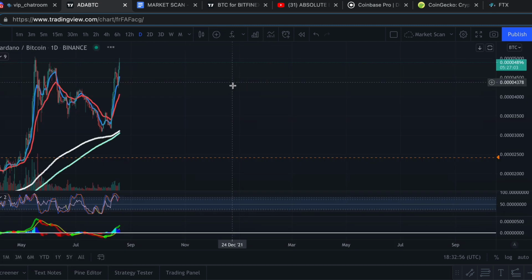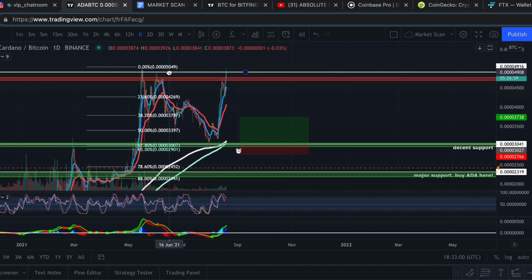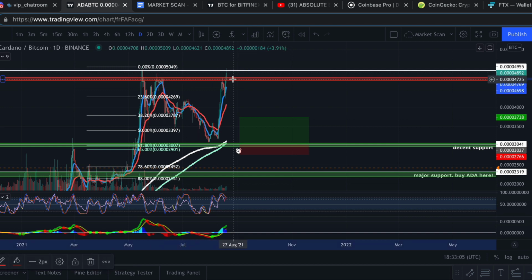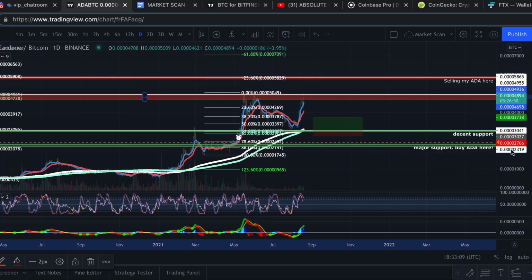You look at the Bitcoin, Cardano versus Bitcoin. Wow. Yeah, this whole area is resistance. Can I bring this back a little bit?